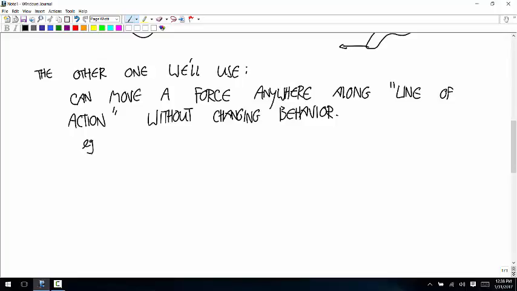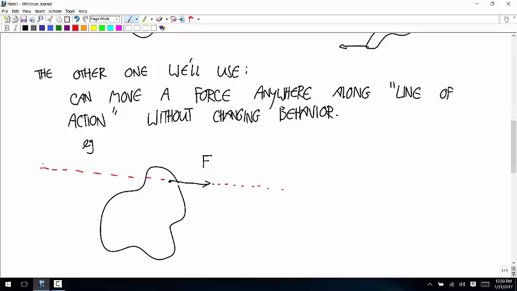So, for example, if this is the body and this body has a force applied like this, its line of action is the line parallel to that force that goes through where the force is really applied. So all of this is the line of action. And mathematically, you can put that force anywhere along this red dotted line without changing the problem. And there are times that that makes it easier.